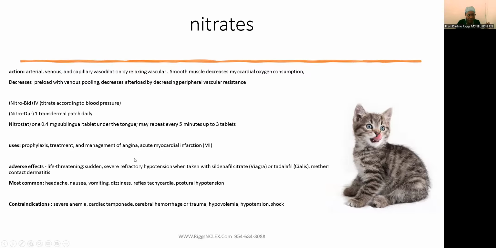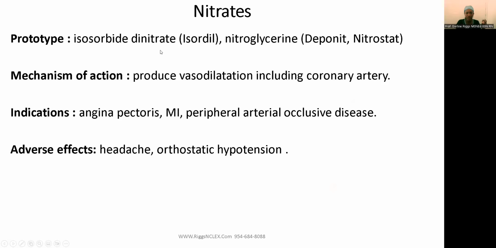So a little recap with your nitrates. We already mentioned isosorbide and nitroglycerin. They produce vasodilation, which is great to open those coronary arteries. Great for angina, which we've already covered. That's how we started to talk about nitrates to begin with, because of the angina pectoris, the pain, MI, and any type of peripheral arterial occlusion, because it's going to open it. Expect a headache. Expect orthostatic hypotension.